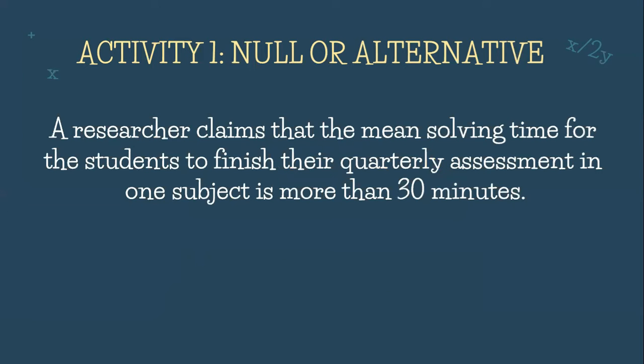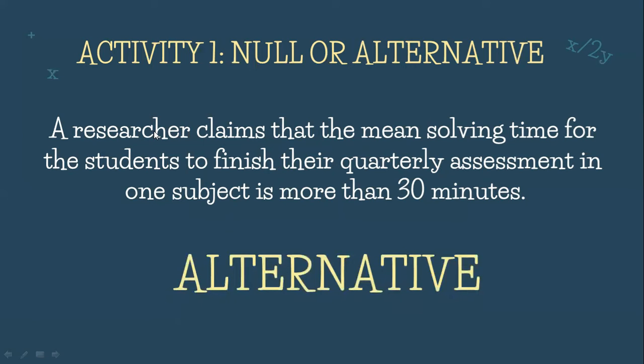Okay, how about this one? A researcher claims that the mean solving time for the students to finish their quarterly assessment in one subject is more than 30 minutes. So we have the words "more than" here. And when something is more than the other, it is alternative. So remember, the first thing you can make is the alternative when you have words like greater than, less than, or any other words that mean the same thing. And that is alternative.